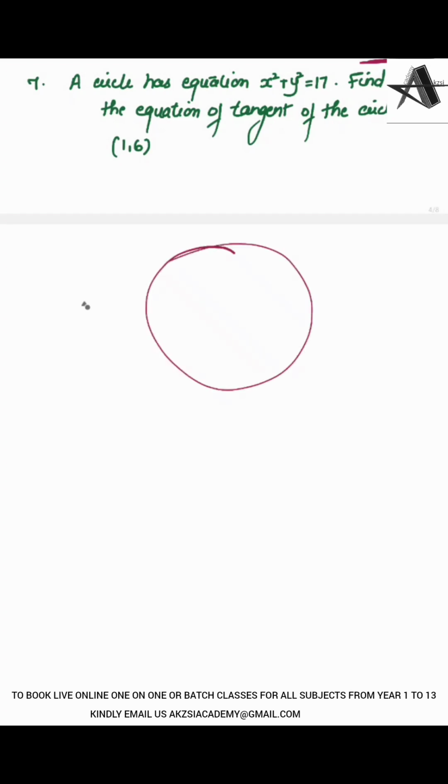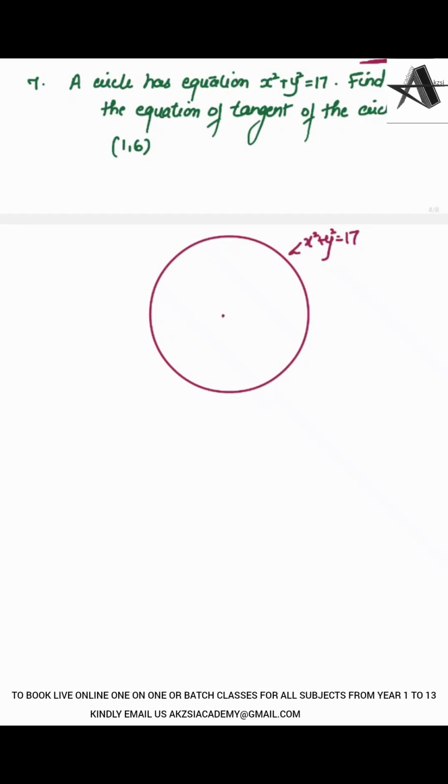Let me draw this circle. This circle has equation x squared plus y squared is equal to 17, which means the center is 0, 0. And there is a tangent at point 1, 6. So let's say 1, 6 is somewhere here. This line is tangent to this point. We have to calculate the equation of this tangent.